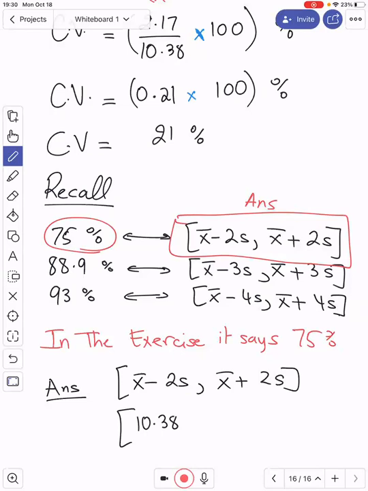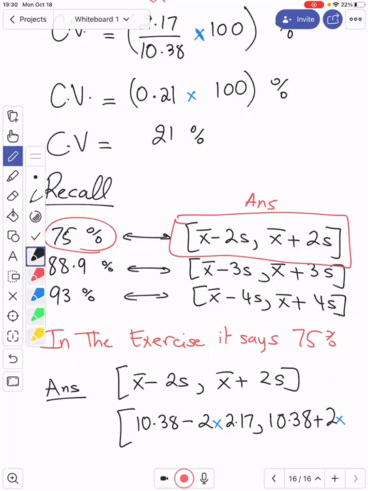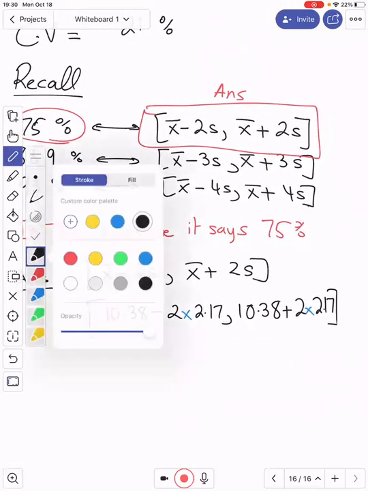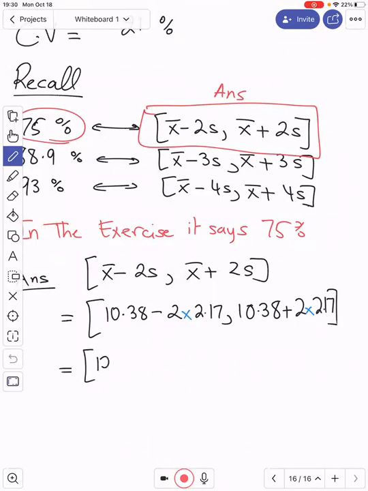X bar is $10.38, minus 2 times S. This is multiplication. S is $2.17. Then we have the upper limit: X bar again plus 2 times S, which is $2.17. So this would be my interval. 2 times $2.17 will be $4.34, so the lower limit is $10.38 minus $4.34.